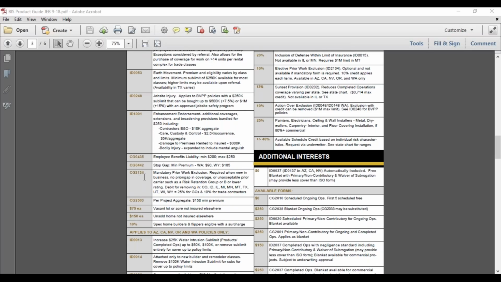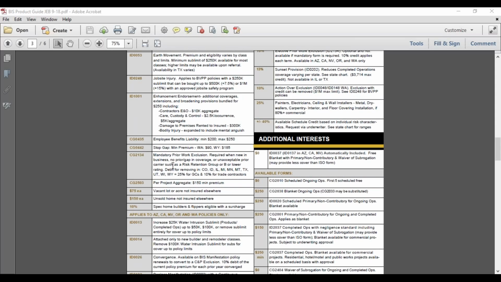So for this mandatory prior work exclusion, if the insured is new in business, or if they did not have prior coverage, or there's a gap in coverage, or if it was with a risk retention group or a B or lower rated company, then we will add a mandatory prior work exclusion. However, should you choose to add a prior work exclusion, you can, and there is an elective form too. But this is something we will add on in the event of these situations where there was no coverage before.